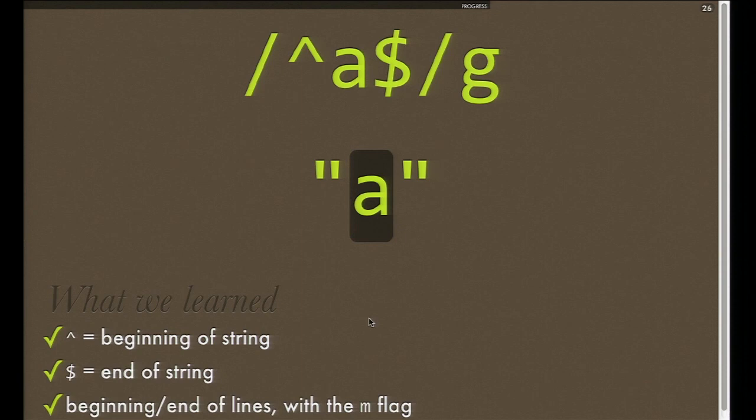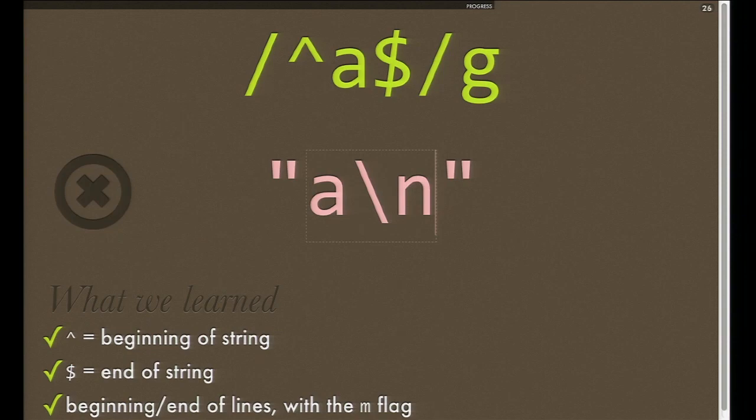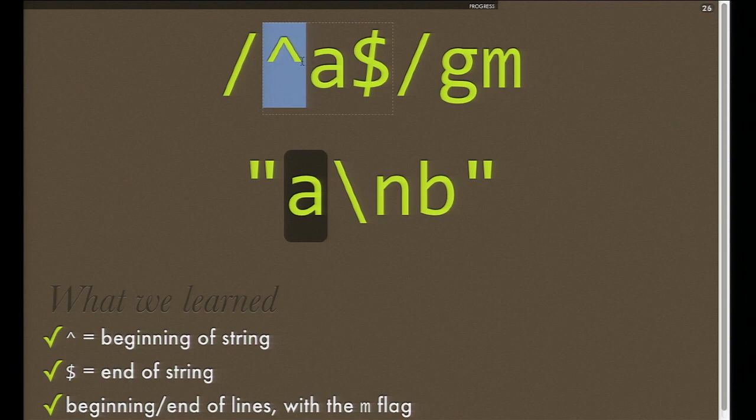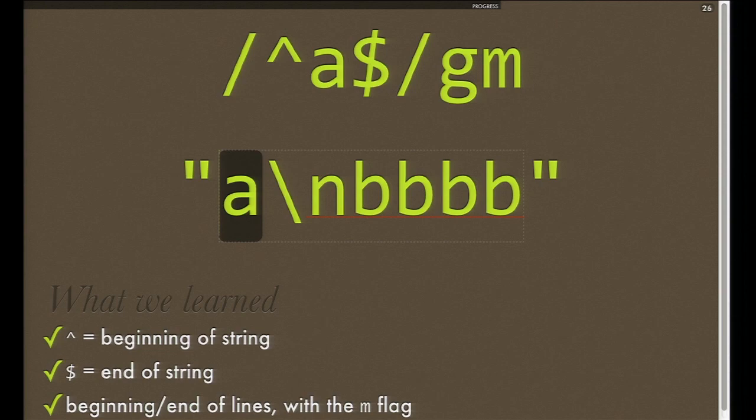You can also change the way these anchors behave if you use the M flag. Here, since we don't have the M flag, this needs to be present. This needs to be both at the beginning and the end of the string. If we have a line break and we use a multi-line flag, the caret character matches at the beginning of every line, and the dollar sign matches at the end of every line. So we can have anything here, and as long as A is on its own line, it will match.